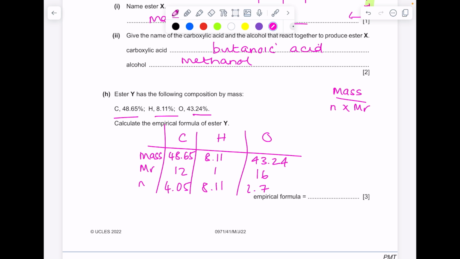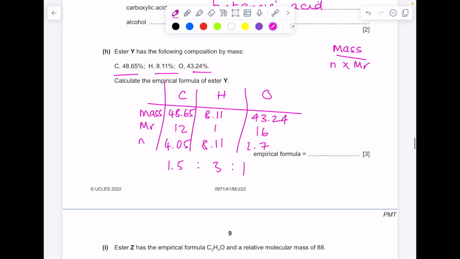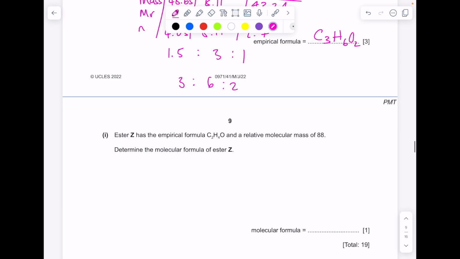The smallest number here is 2.7. So you get 1.5, 3, and 1. You need a whole number ratio, so multiply everything by 2. Your final answer should be C3H6O2. Ester Z has the empirical formula C2H4O and the relative molecular mass of 88.